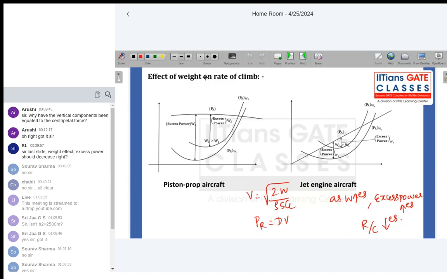With the effect of weight, excess power decreases, so rate of climb decreases. Correct.